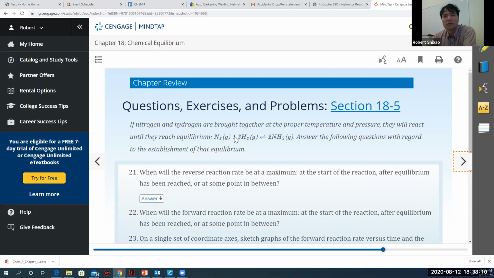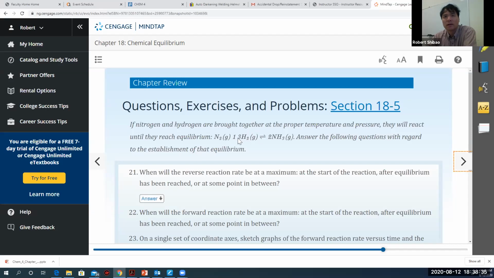So this is the Haber reaction. At the proper temperature and pressure, they will react. This reaction normally doesn't happen. It has to be under a really specific set of conditions that wasn't so easy to find. The set of conditions was determined empirically, I think, by Haber. Empirically meaning just try a whole bunch of different temperatures and a whole bunch of different pressures.